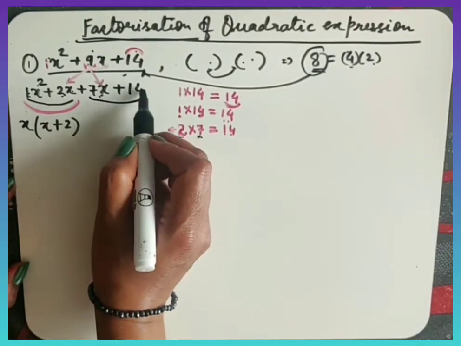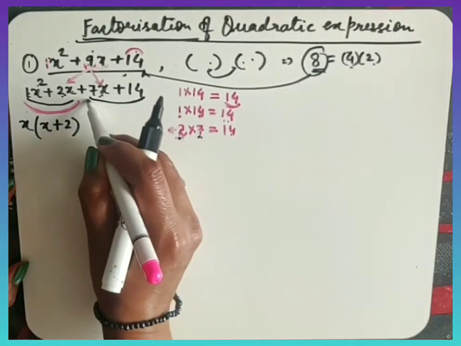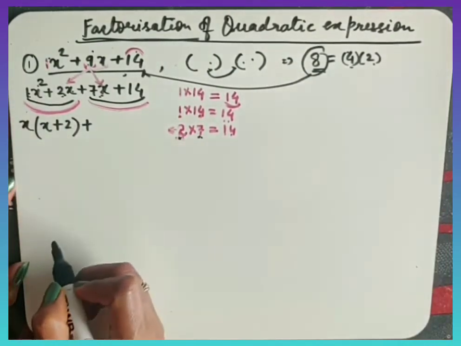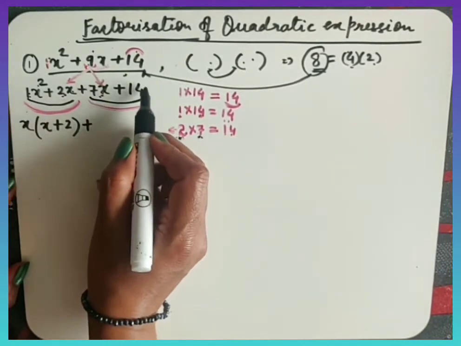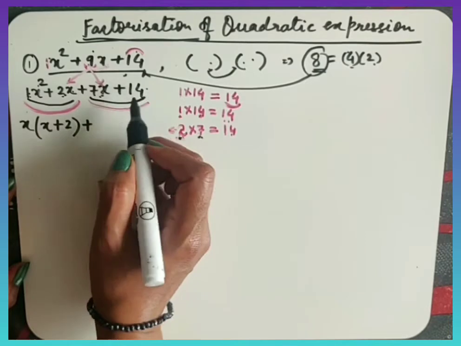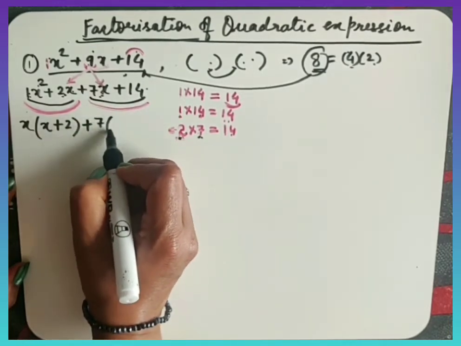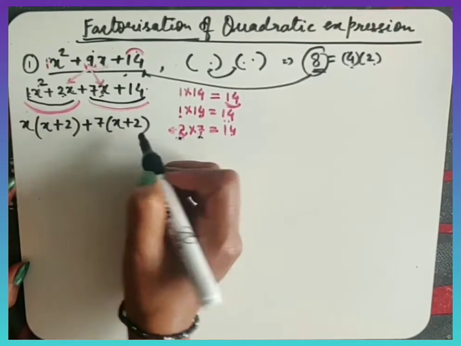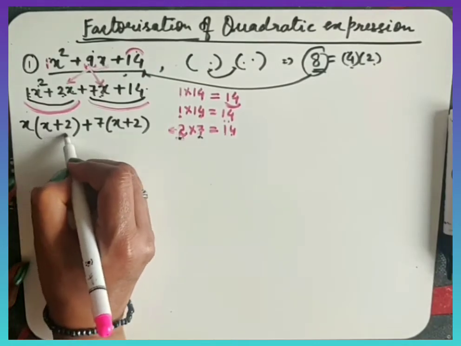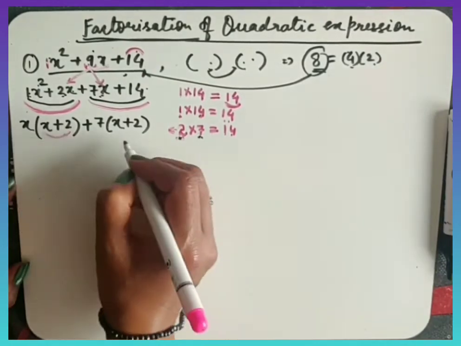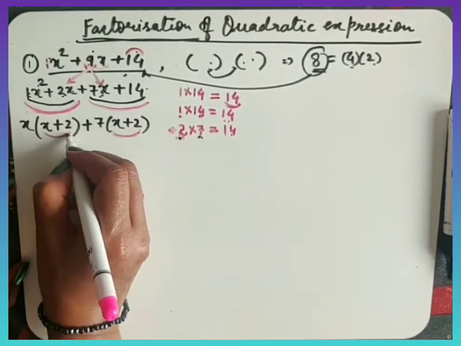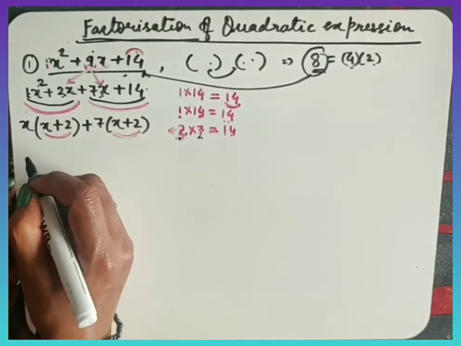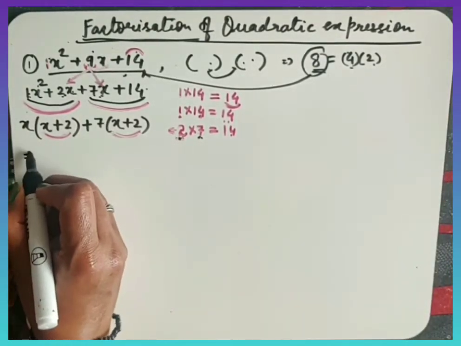Now take the highest common factor between these two, 7x and 14. Don't forget to write the plus sign here. I can see here is no x, so I can't take x as common, but I can take 7 common. When you take 7 common, what is left is x plus 2. It is very easy to check: when these two brackets are the same, it means you are doing it correctly. I got x plus 2 here and x plus 2 here, so I am doing the correct thing.